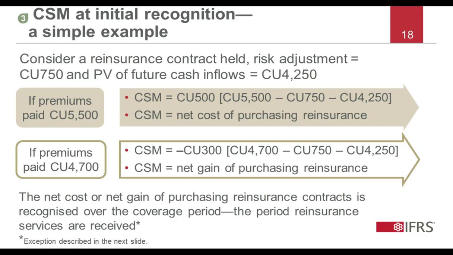In the second scenario, the premiums paid to the reinsurer are now 4,700. In this case, the future cash inflows to be received from the reinsurer and the risk adjustment are greater than the premiums paid to the reinsurer. The CSM is negative 300 and represents a net gain of purchasing reinsurance. This is the amount determined by deducting the future cash inflows and the risk adjustment from the premiums to be paid.